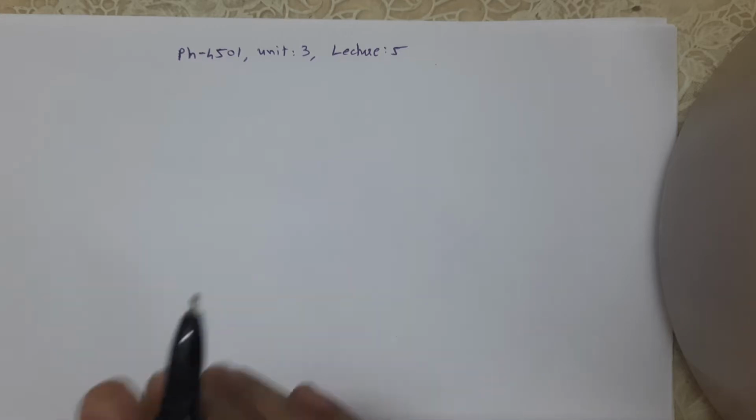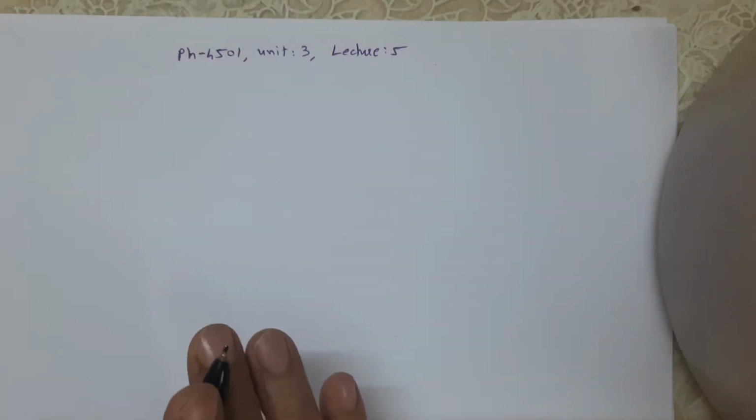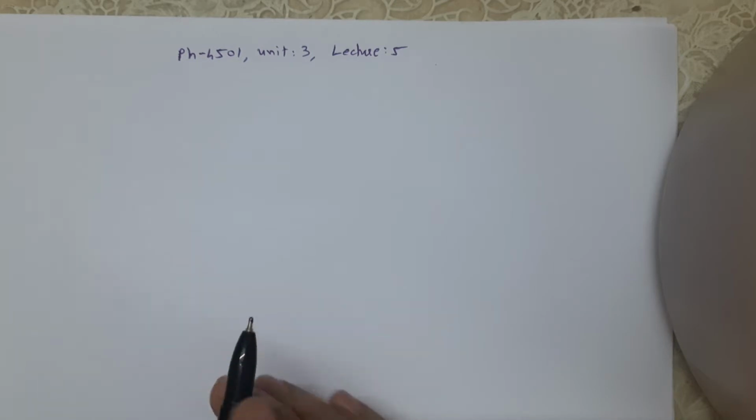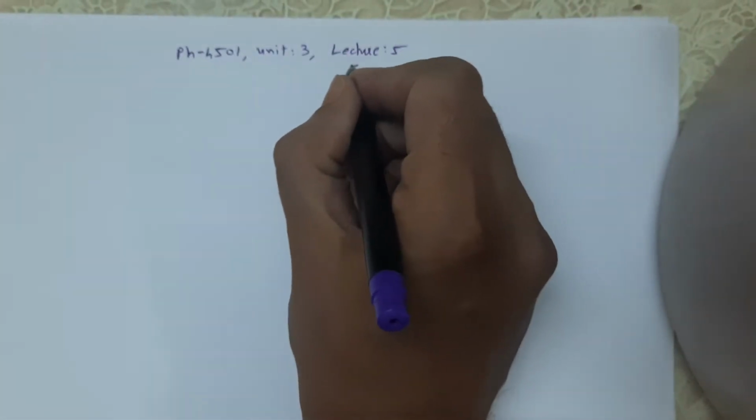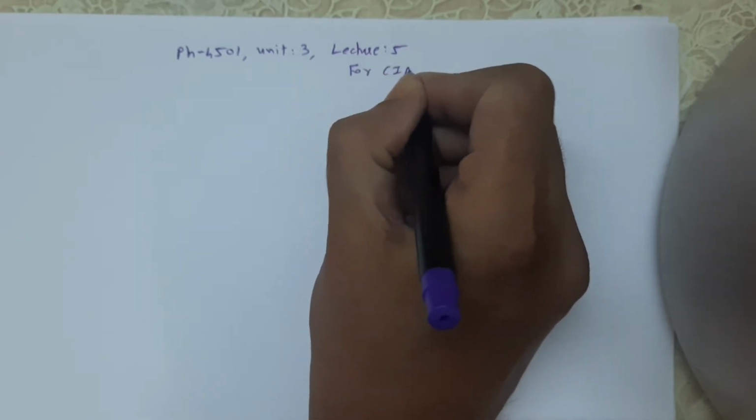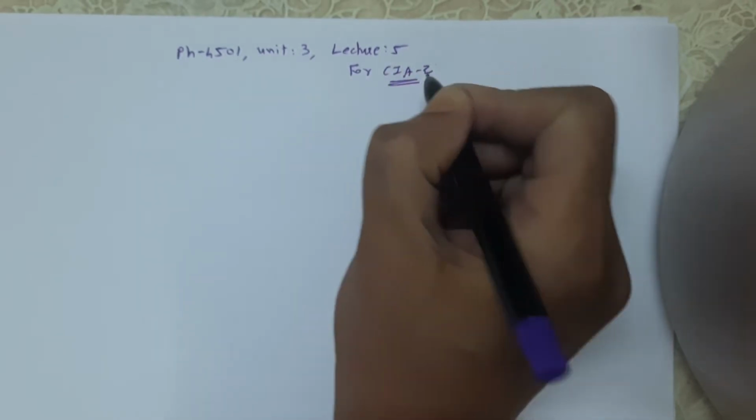Now, here, this is your lecture number 5, paper PH 4501, unit 3. This is for CIA2 examination point of view.